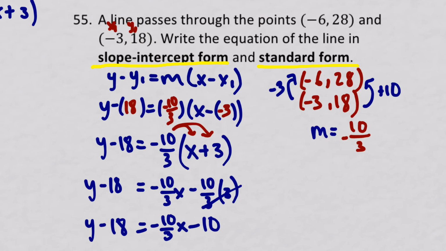Okay, that's still not slope-intercept form, right? Slope-intercept form means y equals mx plus b. I want the y to be by itself, so I'm going to add 18 to both sides.